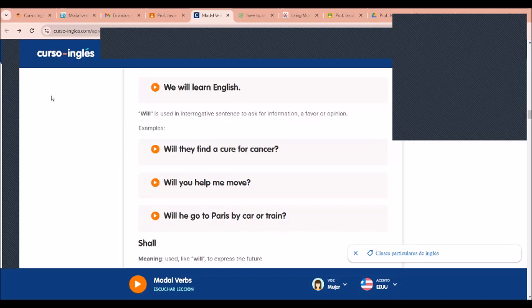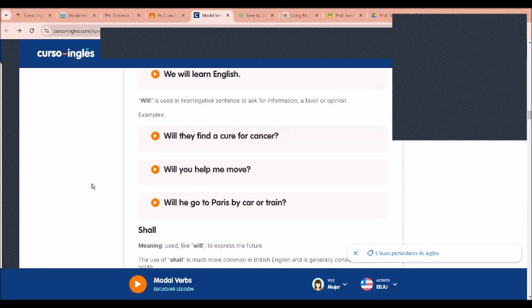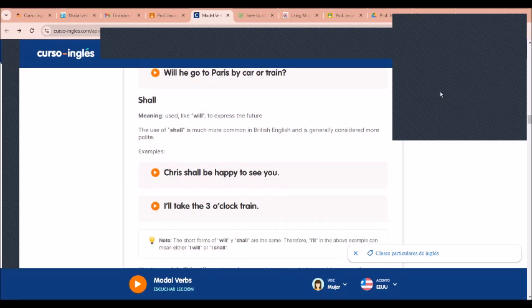But as we look at will, we notice that LL structure. Guess who else has LL at the end? Well, shall. All right? And how do we use shall? Very much the same as will. Angel, shall. Meaning, used like will to express the future. The use of shall is much more common in British English and generally considered more polite. Examples.